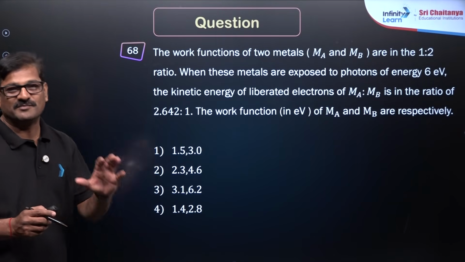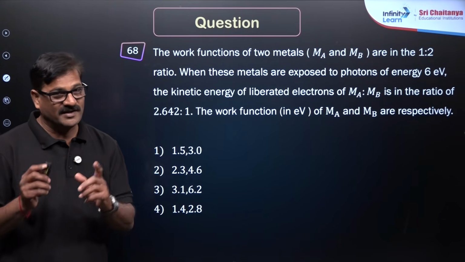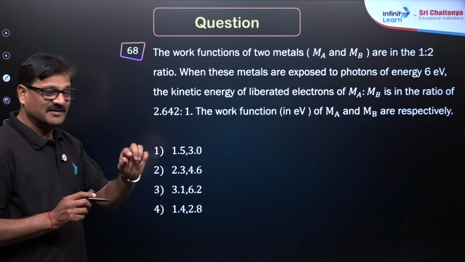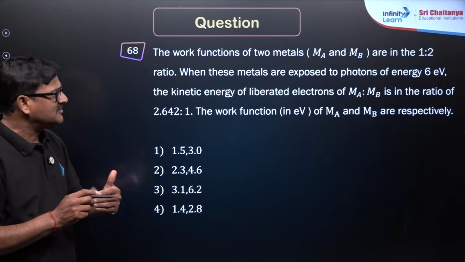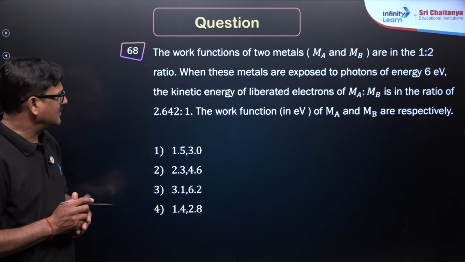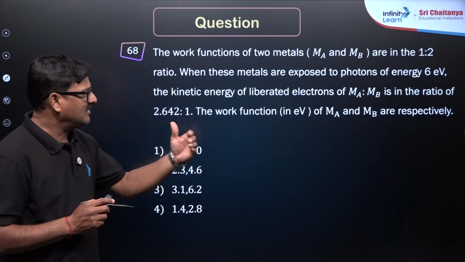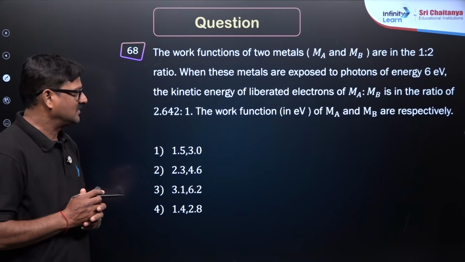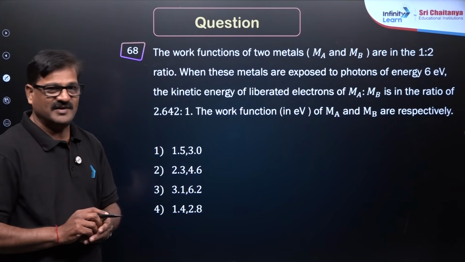Children, here it is a question basically from the photoelectric effect from the structure of atom. You can also take the advantage of the physics in this. So work functions of two metals are given, Ma and Mb, in a 1:2 ratio. When these metals are exposed to photons of 6 electron volts, the kinetic energy of the liberated electrons of Ma and Mb has the ratio 2.642:1. So the work function of metal A and B is given.